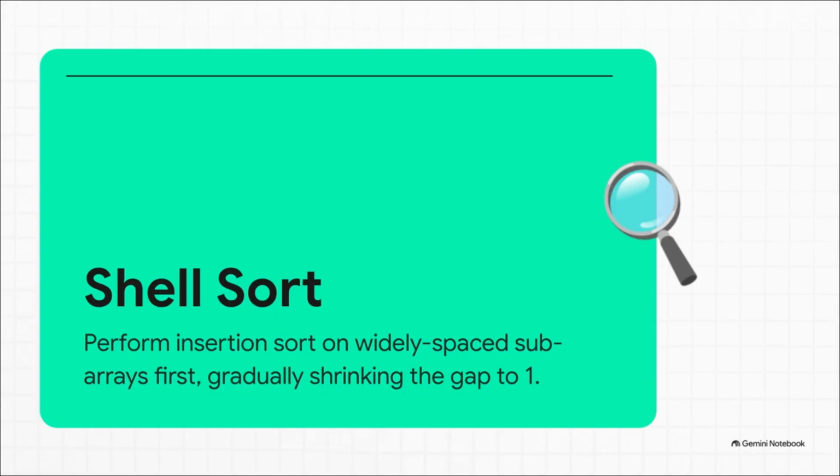Now let's see how that builds into our next method, diminishing increment or shell sort. Think of this as a clever shortcut for insertion sort. Instead of just comparing neighbors, shell sort starts by comparing values that are far apart. It moves widely spaced elements closer to their final home really quickly. Then it gradually shrinks that gap until it's just doing a normal, simple insertion pass at the very end. By getting the heavy lifting out of the way early, that final pass is an absolute breeze.